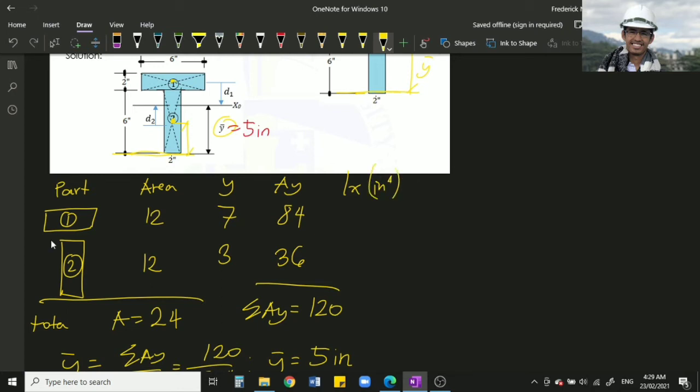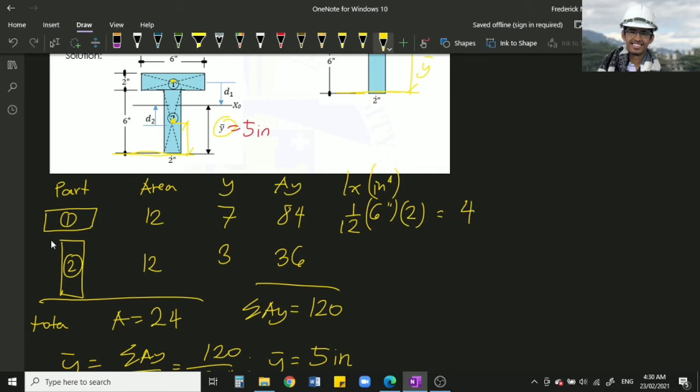So, for IX nung ating rectangular dun sa ating sa taas, that will be BH cube over 12. So, yung base natin will be 6 inches and yung H natin will be 2 inches, no? So, take note of the orientation class, no? Dito yung reference natin with respect to XO. So, for IX will be base will be 6 and H will be 2. So, that will be 1 over 12 times yung B, which is 6 inches times 2. Okay? So, that will be equal to 4.